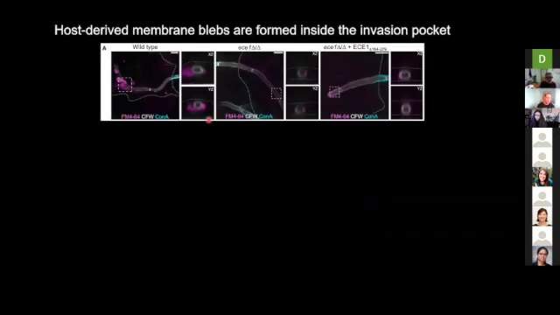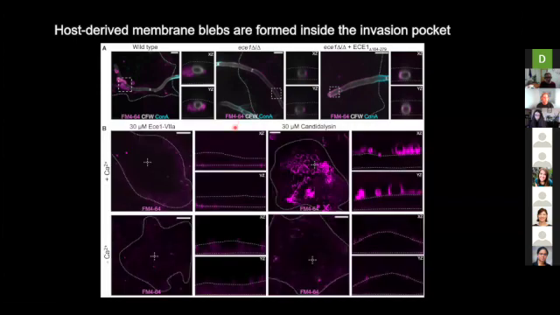So we infected with a wild type strain, and we saw the same types of blebs inside the invasion pockets. We thought that this is a way for the epithelial cells to respond to the damage. The blebs were never visible for the Candidalysin mutant strain. And similarly, when we add synthetic Candidalysin, we also see these massive blebs.